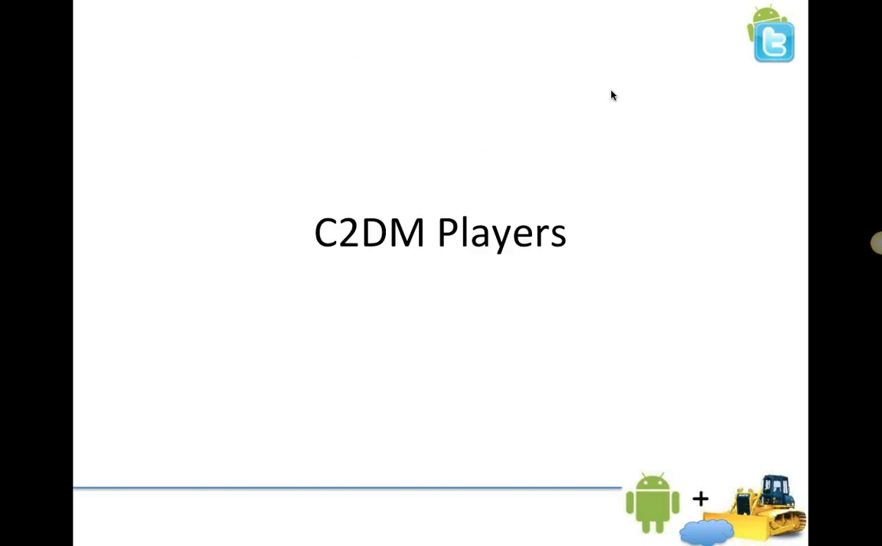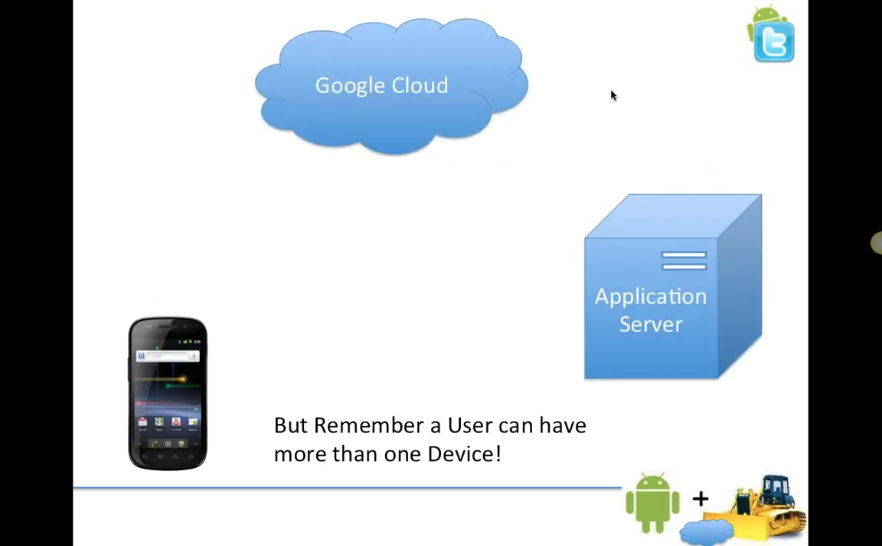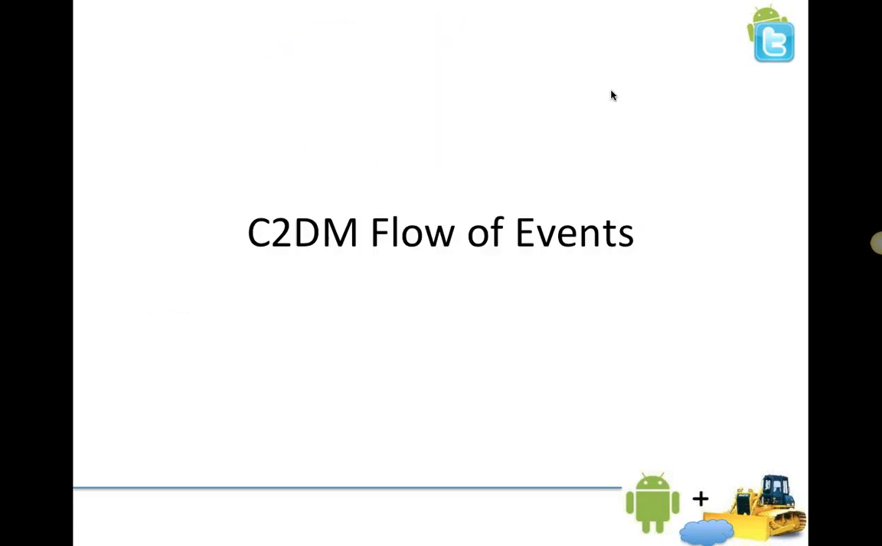Now let's go to the C2DM architecture and how to go about building C2DM applications. C2DM has three players. One is the device itself, the second is the application server, and third is obviously the Google Cloud. But remember that the user can have more than one device. I myself have a tablet, a Zoom tablet, an iPad, and a Nexus S phone. So a user has more than one device, you need to remember that, and there's a reason behind that, which I'll show in a while. So these are the three players: device, application server, and cloud.